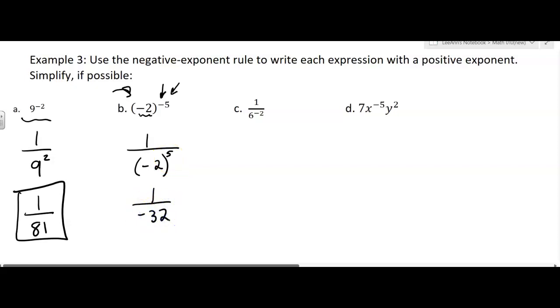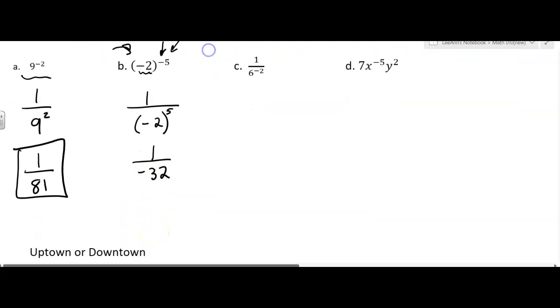Now normally we either put the negative out to the side or in the numerator. So probably I would write it as negative 1 over 32. I would write it like that. Okay. If I have to put the negative in the numerator or the denominator, I would put it in the numerator. But you can just put the negative sign out to the side.